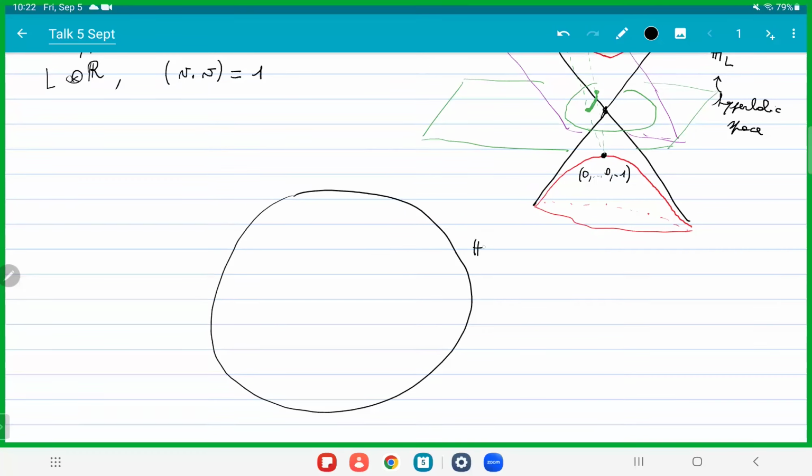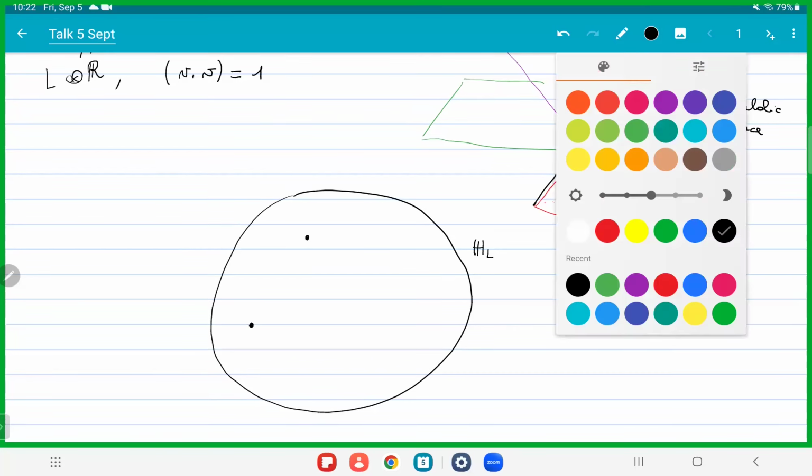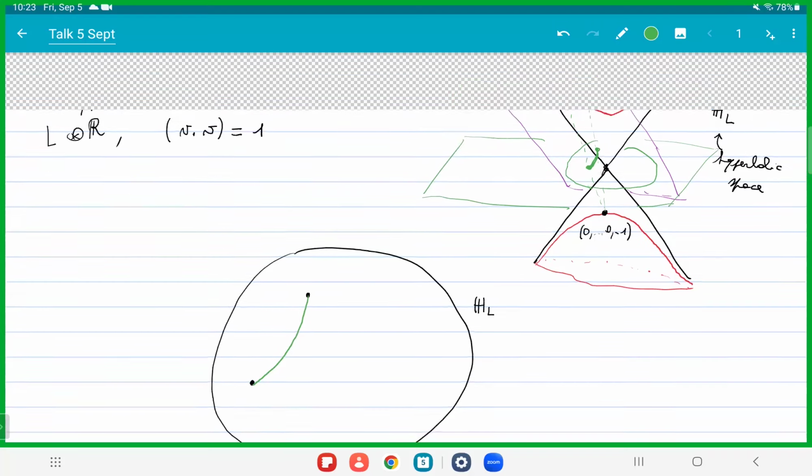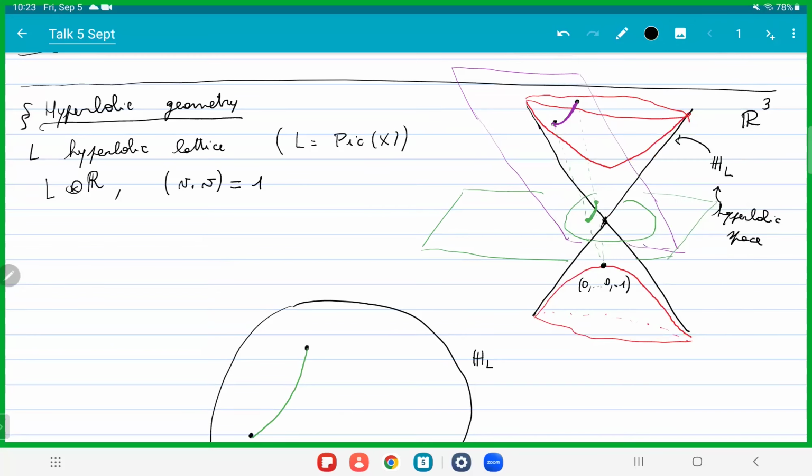So this is again HL, and we have these 2 points here, and the quotation mark straight line between them is something like this. It looks curved, but it's straight in this geometry. It's the shortest path between these 2 points. And there's another advantage of this picture, which is if you look at the light cone, so this one here, these are the vectors of norm 0.